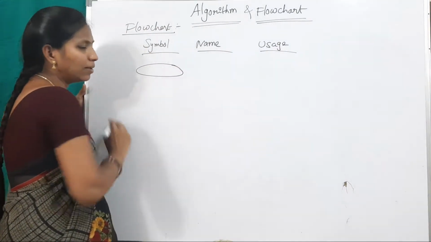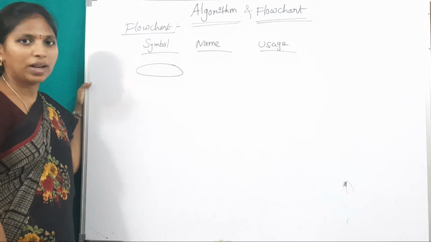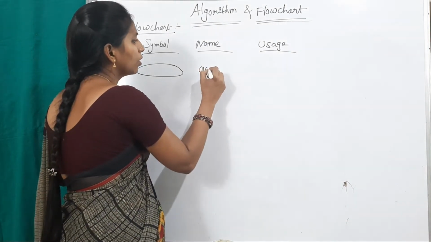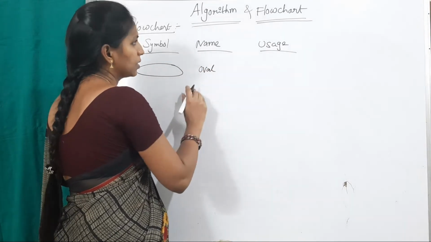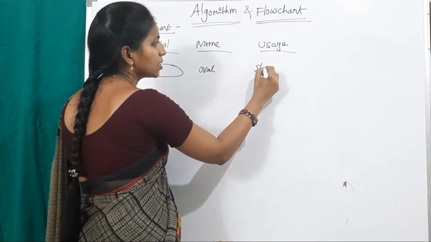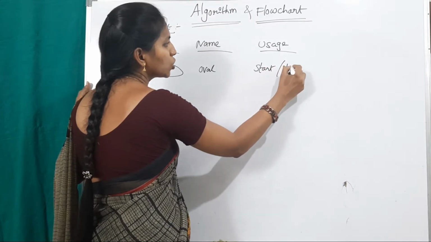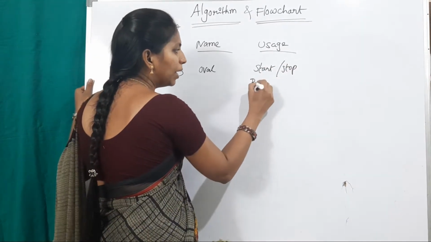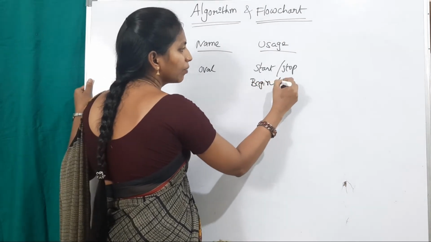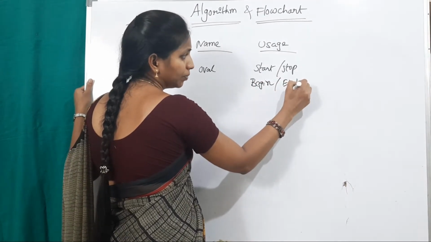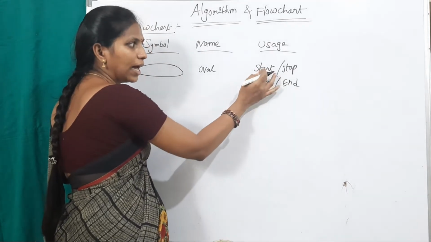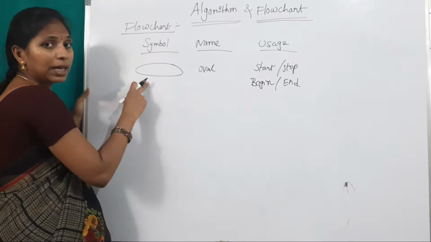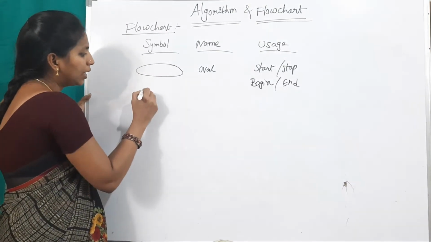What is this symbol? Oval, also called ellipse. Usage is start or stop, and also begin or end. We can use anything: start, stop, or begin, end. What is the symbol? Ellipse.